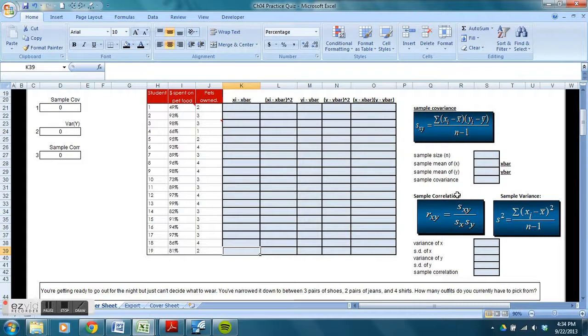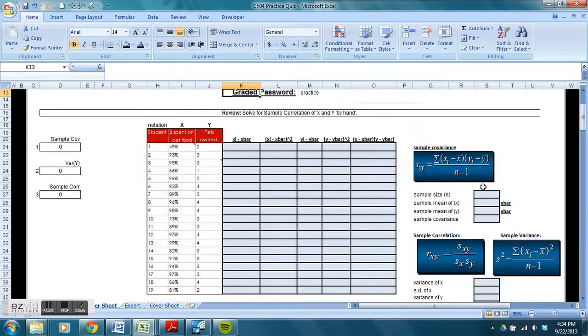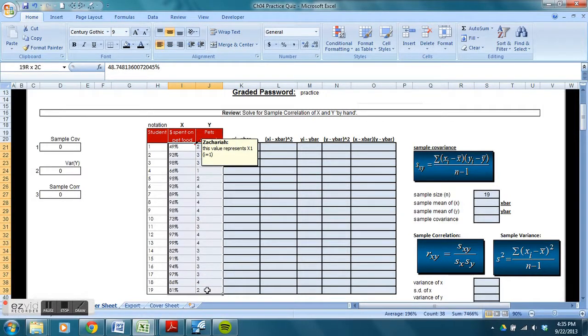Sample size equals, we can do a count function, or we can just look and see that it's 19. Now it's important to realize that we just want to count each one of these students one time instead of each x and y as one and get twice as many. That doesn't make sense because each xy is considered like one data point. So the total number of data points is 19.